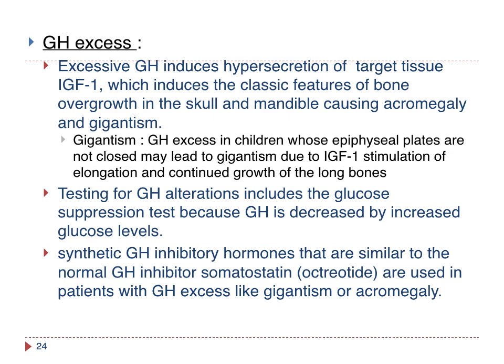If we have excess growth hormone secretion, what is the result? Excessive growth hormone induces hypersecretion of the target tissues' insulin-like growth factor, which induces the classic features of bone overgrowth in the skull and mandible, causing acromegaly and gigantism. As we said, in gigantism in children the epiphyseal plates are not closed, and so this may lead to overgrowth of the longitudinal growth of bone, leading to gigantism due to insulin-like growth factor stimulation, elongation and continued growth of long bones.